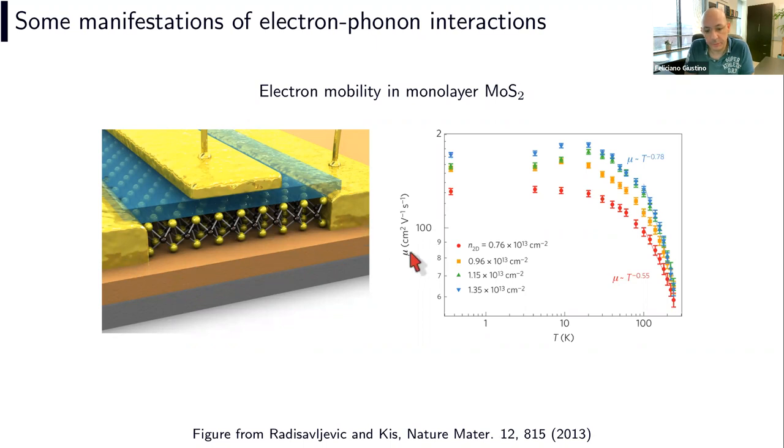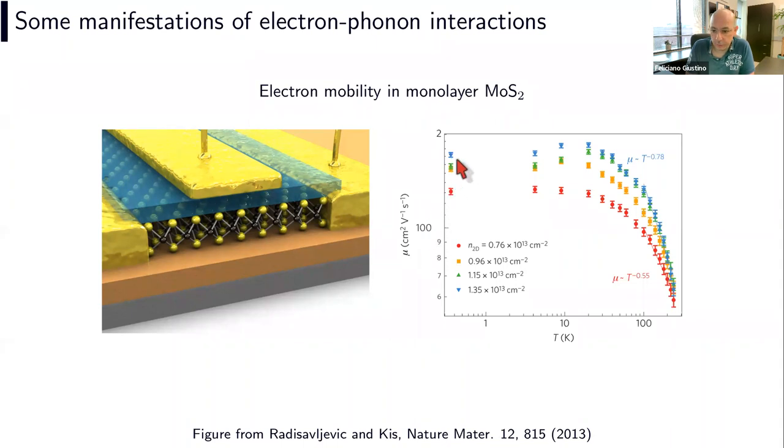This is quantified in terms of the electron mobility. The mobility is basically the coefficient of proportionality between the average velocity of the electrons and the applied electric field. So the higher the mobility, the faster you can switch a transistor.